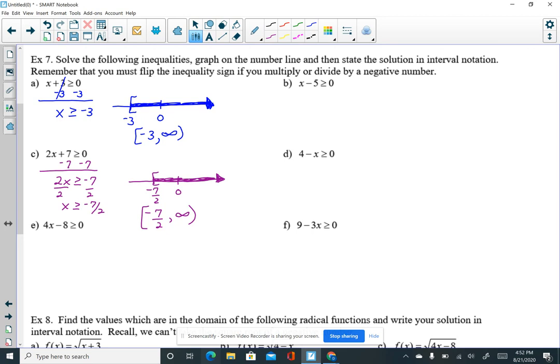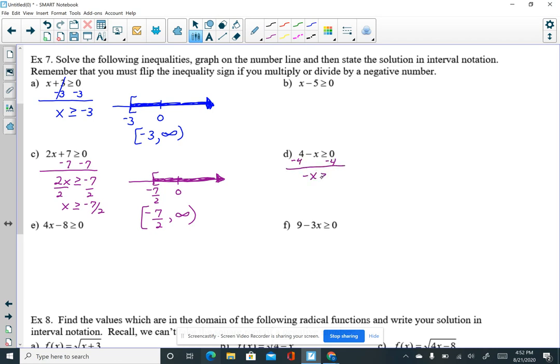And then let's do one more together. Let's scoot on over to letter D. I'm going to solve for x. Take 4 to the other side. This is a positive 4. Never go by the signs behind your number. Always go by the signs in front of your number. So the 4 here is positive, so I'm going to subtract 4.